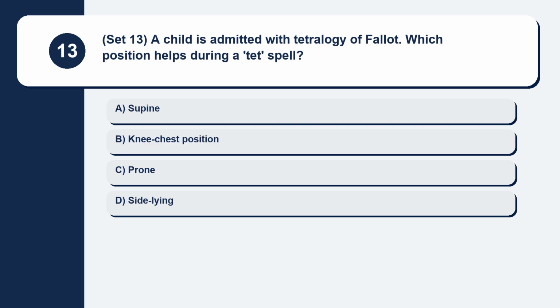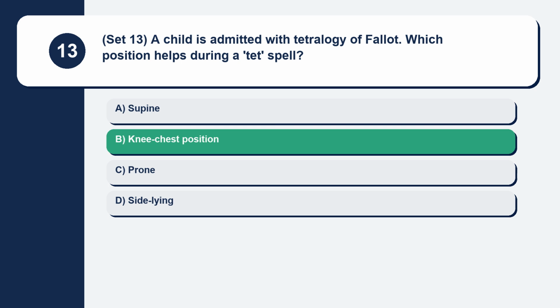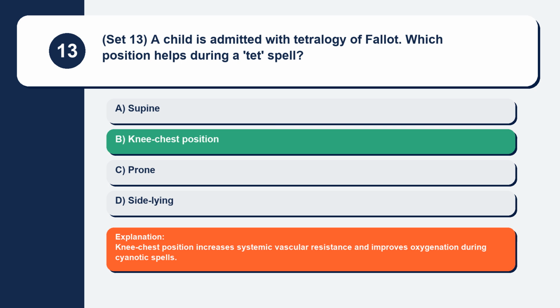Question 13. Set 13. A child is admitted with tetralogy of Fallot. Which position helps during a TET spell? Supine, knee chest position, prone, side lying. Knee chest position increases systemic vascular resistance and improves oxygenation during cyanotic spells.